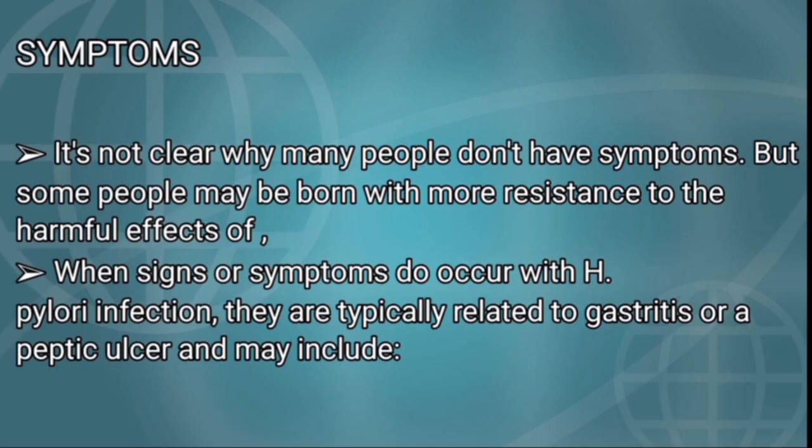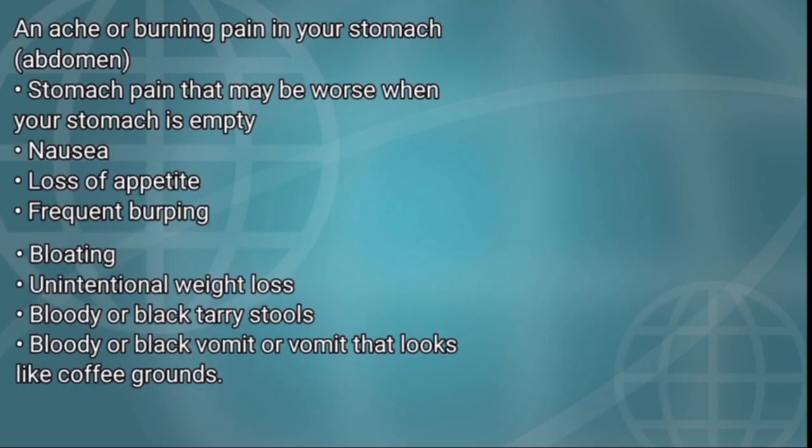Symptoms. It is not clear why many people don't have symptoms, but some people may be born with some resistance to the harmful effects of it. Signs and symptoms of pylori infections are typically related to gastric or peptic ulcer. The symptoms are an ache or burning pain in your stomach, that means abdomen pain, stomach pain that may hurt when the stomach is empty, nausea, loss of appetite, frequent burping, bloating, unintentional weight loss, bloody or black tarry stools, bloody or black vomit, or vomit that looks like coffee grounds.